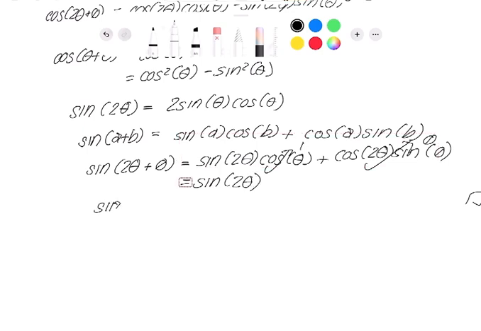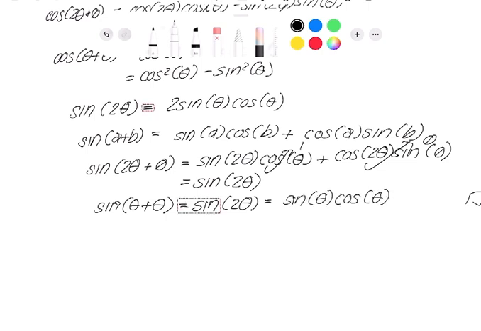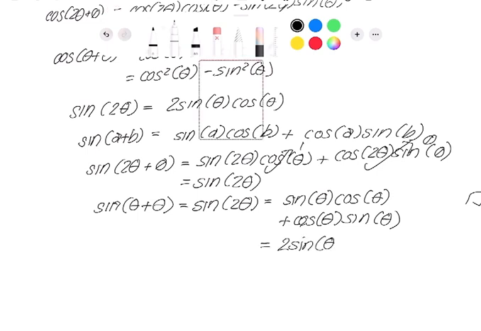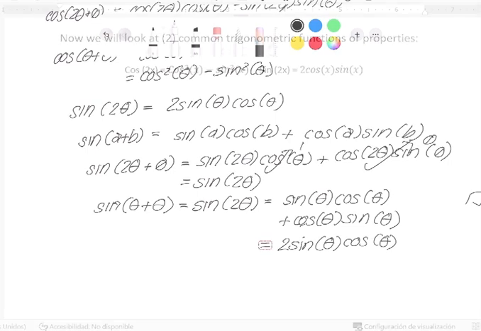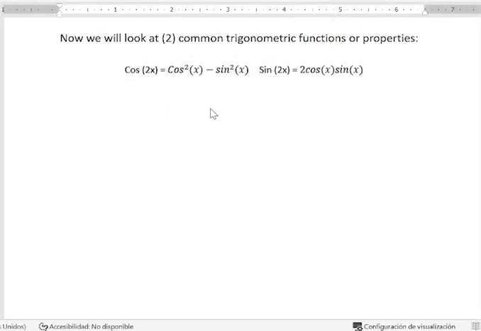So sine of theta plus theta equals sine of 2 theta, and that equals sine of theta cosine of theta plus cosine of theta sine of theta, and that equals 2 sine of theta cosine of theta. So that finishes our demonstration. So if you saw that second demonstration, you get 2 gold stars.